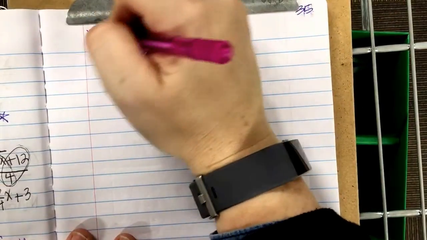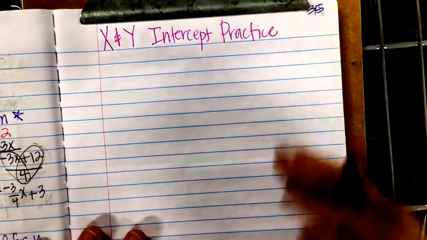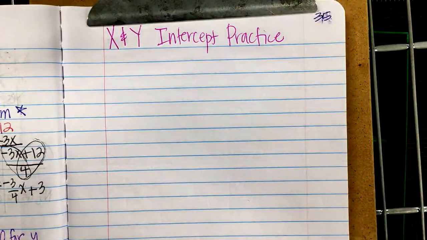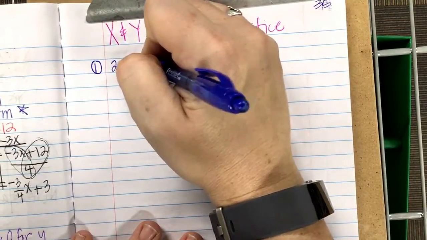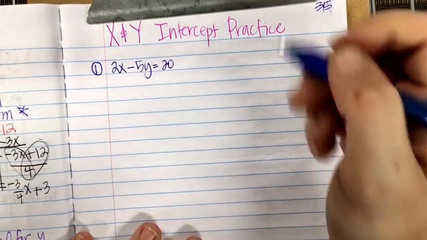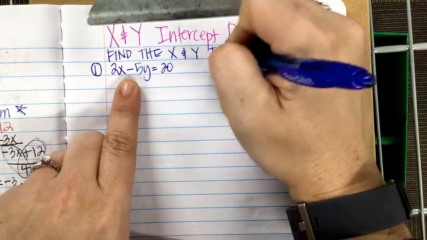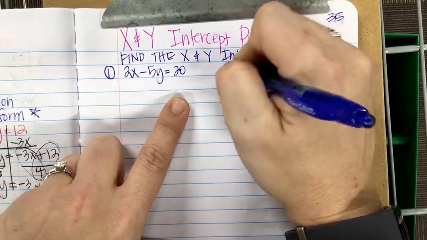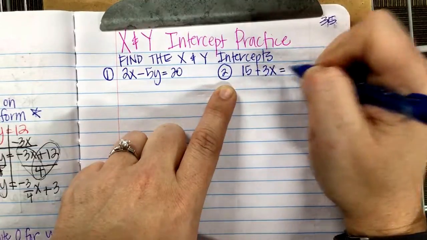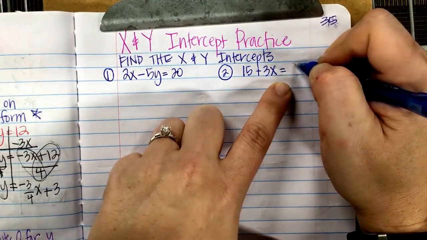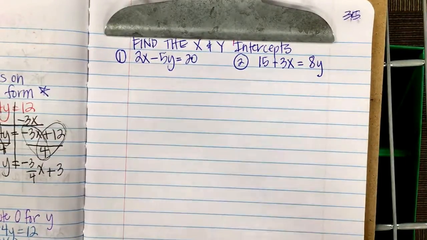All right, slow x and y intercept practice. Find the x and y intercept. You don't need to graph it yet. You're just finding them. Test it out. So for number 1, I'm going to substitute 0 twice.